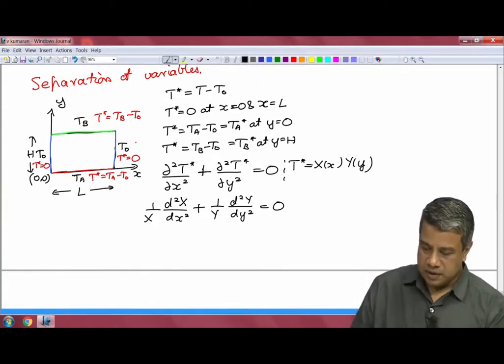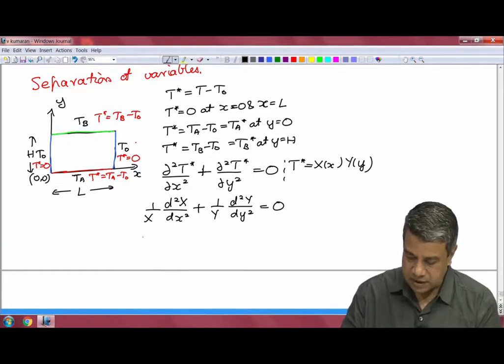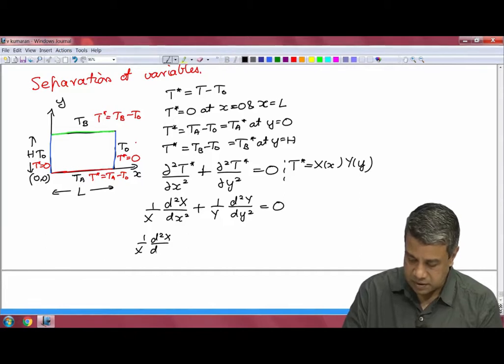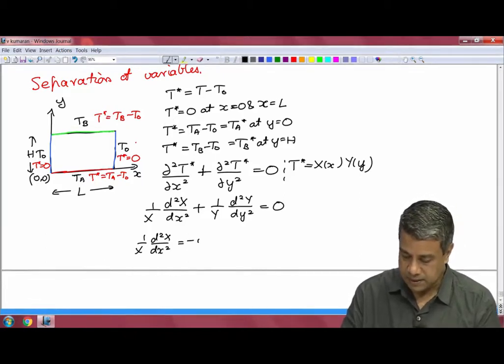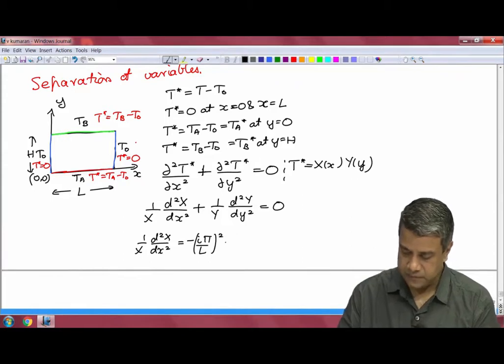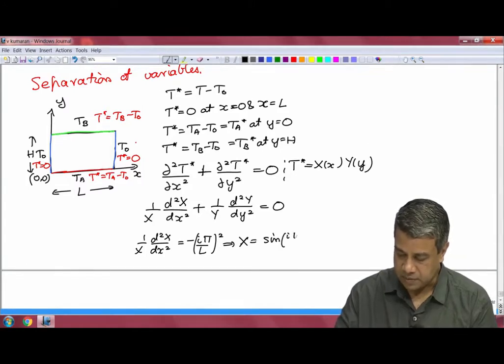So, therefore, for the solution in the x direction, I have 1 over X d square X by dx square. This is the homogeneous direction. This has to be minus i pi by L the whole square, which implies that X is equal to sine of i pi x by L.